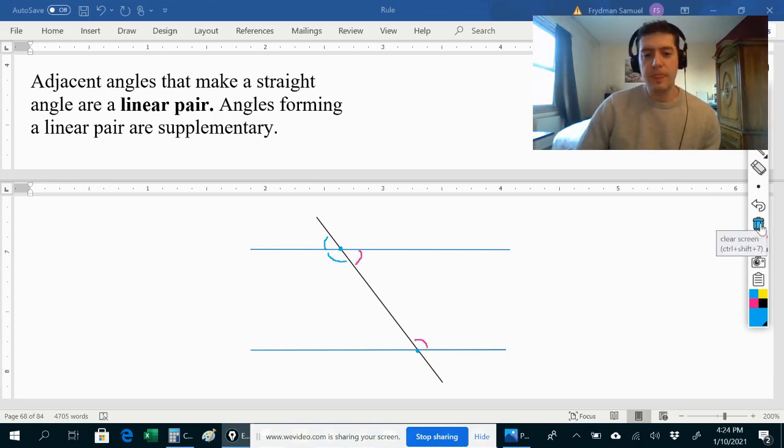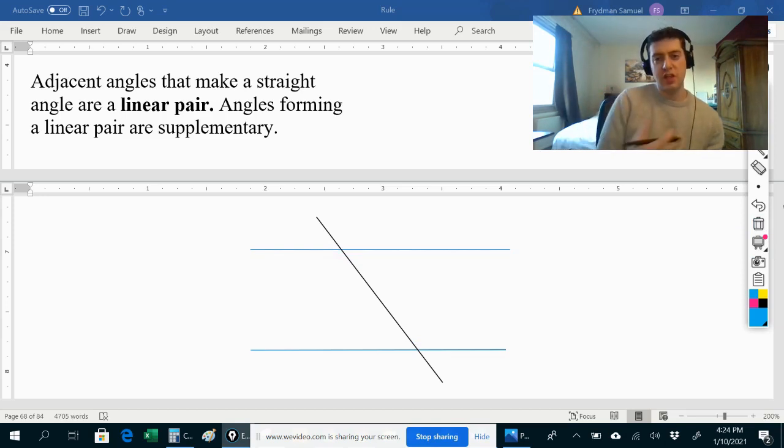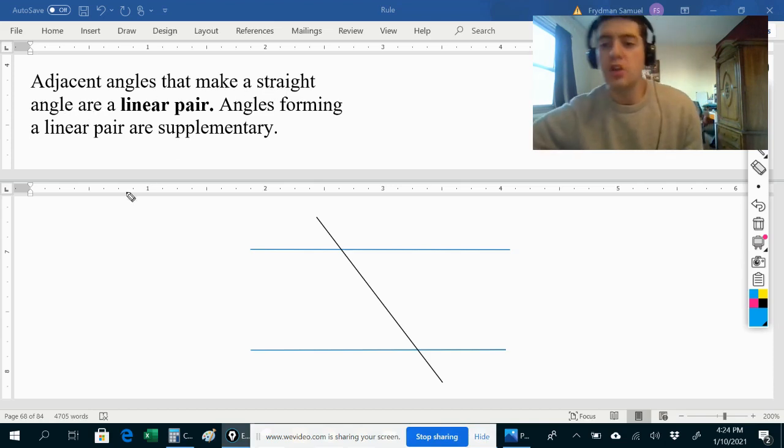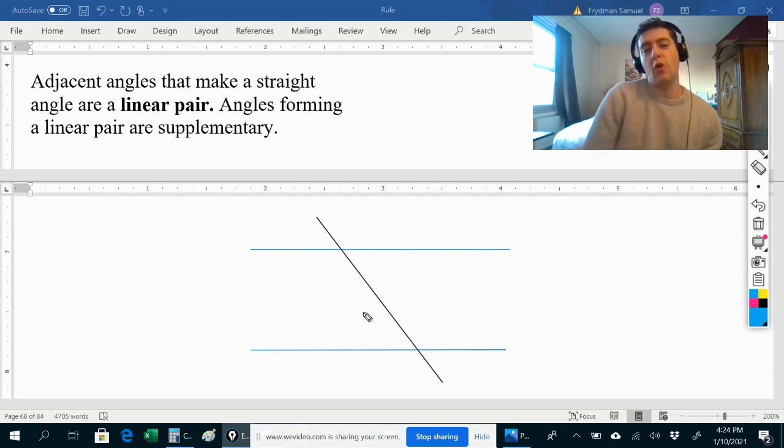Okay, but informally, you can just think of adjacent as meaning next to each other, just a quick informal definition. Now, adjacent angles, so angles which are next to each other and make a straight angle, are a linear pair. So, for example, all of the adjacent angles that are in this diagram happen to also make a straight angle.